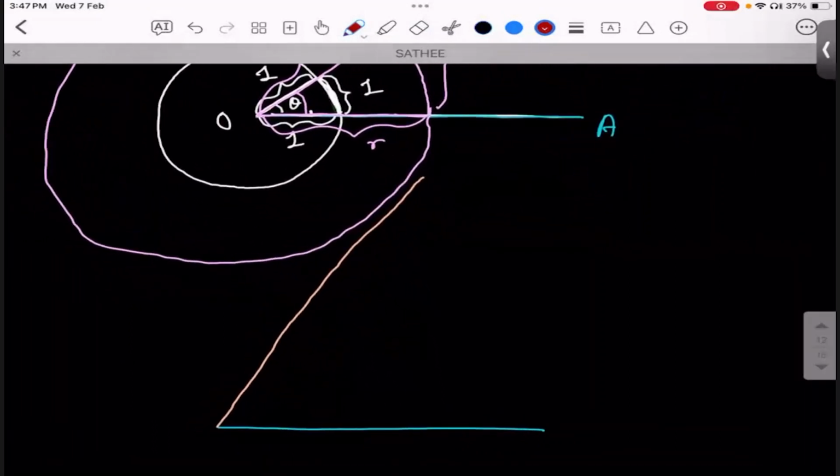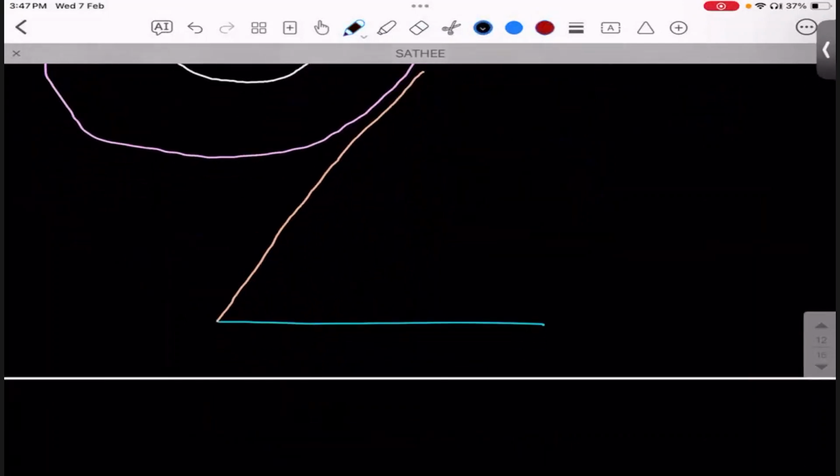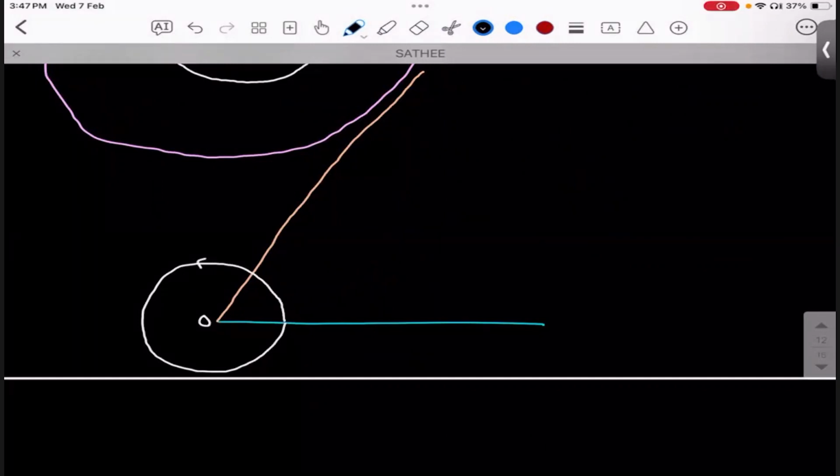Okay, now how can I measure this? Again, I will take a unit circle around this vertex O. In the anti-clockwise direction, you can say. Usually people measure everything with rotation in the anti-clockwise direction, and they choose anti-clockwise direction as positive and clockwise direction as negative.